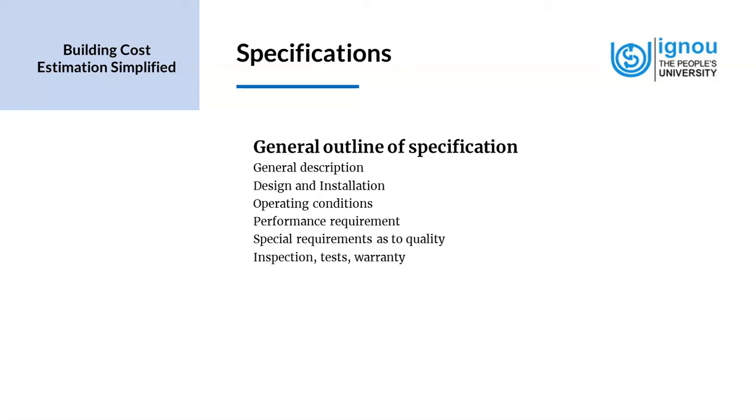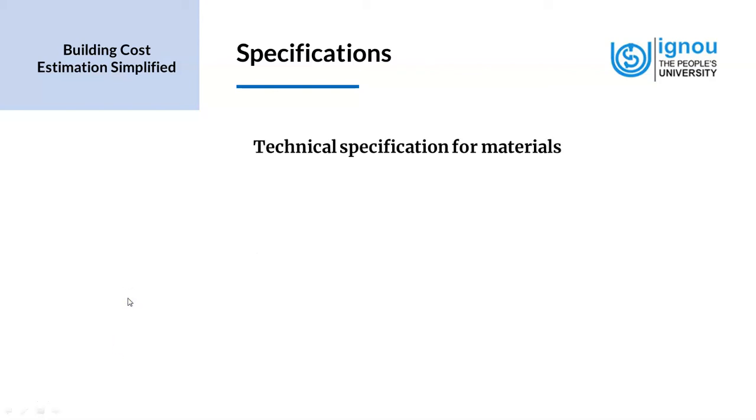Inspection, tests and warranty. The contractor is liable to give warranty to the owner for some items of work, for example, waterproofing, etc. There is a particular warranty that the contractor has to undertake and to give. Now, while writing specifications for materials, we usually follow the following format. We write about the physical properties such as the strength of the material in compression, tension, and shear, the modulus of elasticity, durability, hardness, and ductility. These are specified under the physical properties.